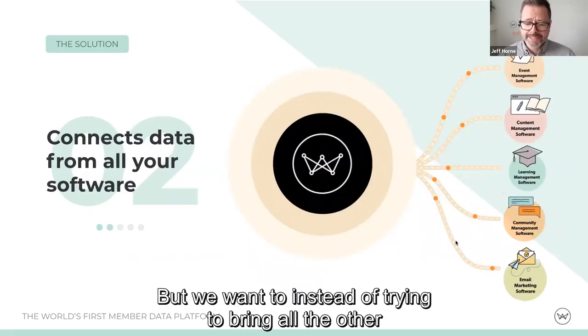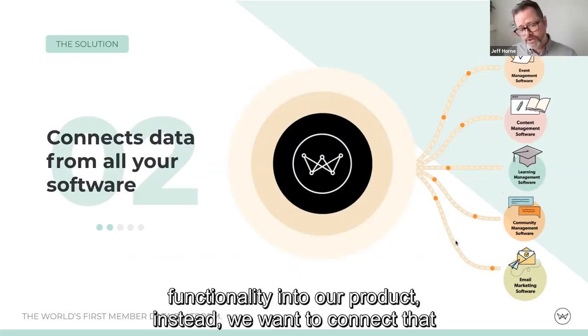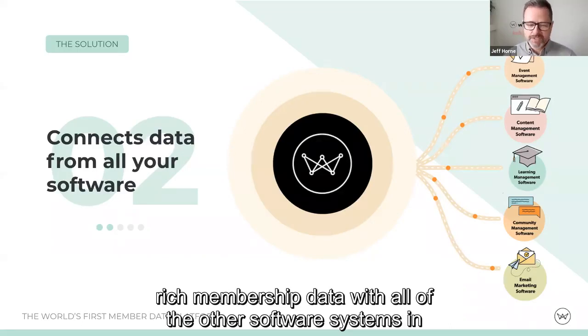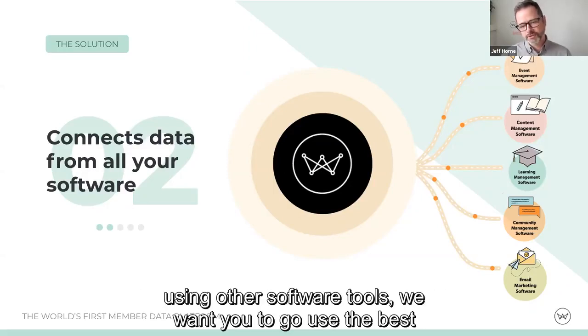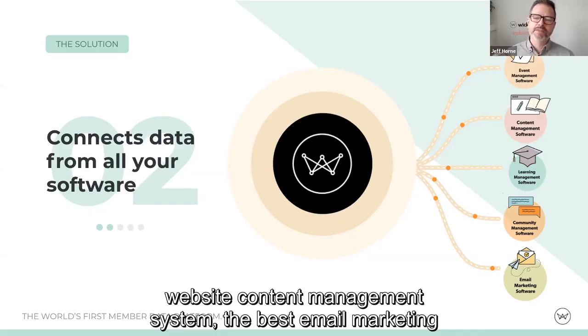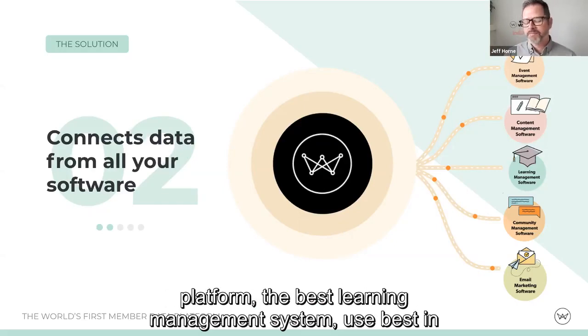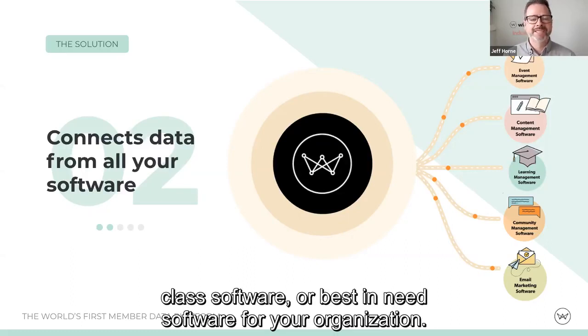But instead of trying to bring all the other functionality into our product, we want to connect that rich membership data with all of the other software systems in your ecosystem. So in the member data platform model, we want you using other software tools. We want you to go use the best website content management system, the best email marketing platform, the best learning management system. Use best-in-class software or best-in-need software for your organization.